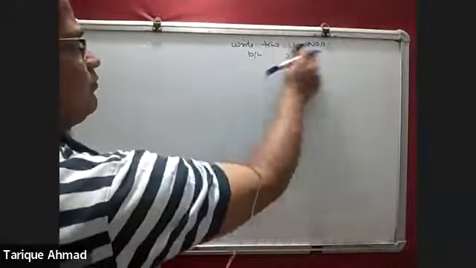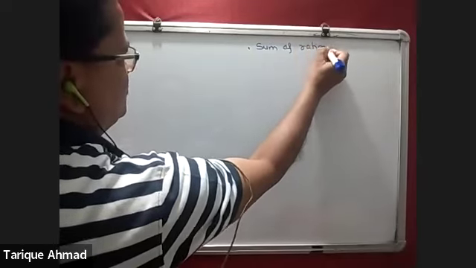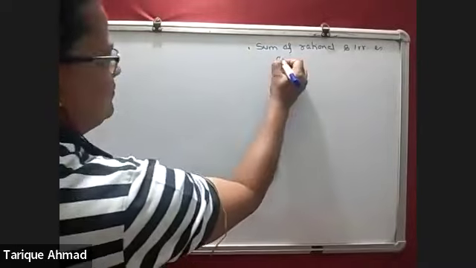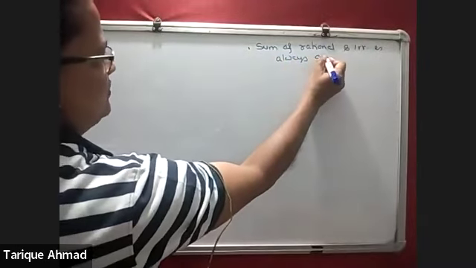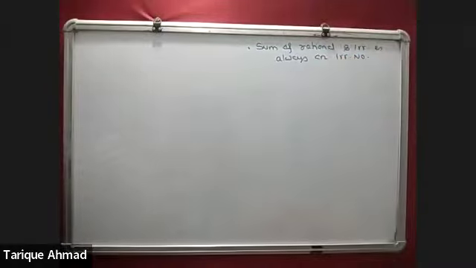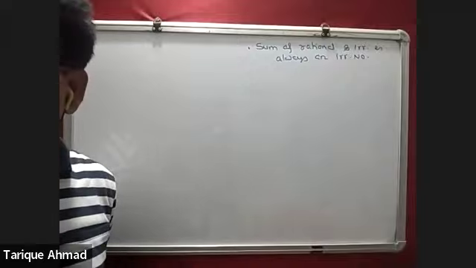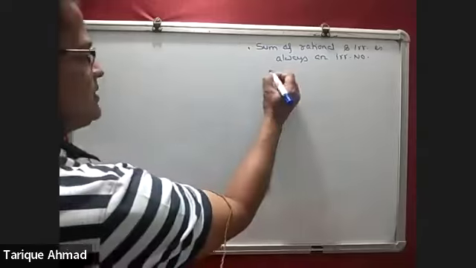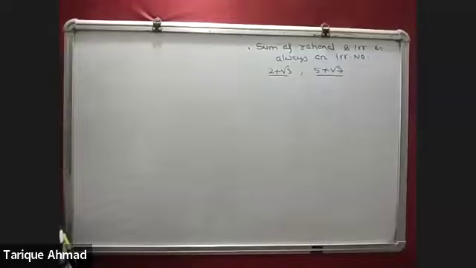Now, this is the property. Sum of rational and irrational is always an irrational number. If you add an irrational to a rational number, it will be an irrational number. Like 2 plus root 3, 5 plus root 7. Right? Yes.